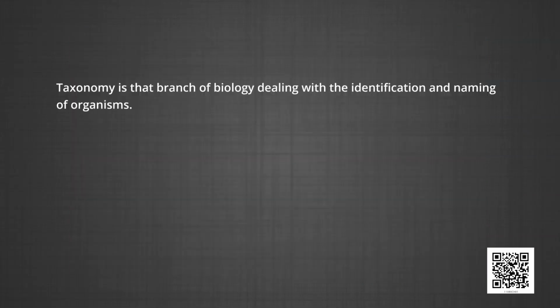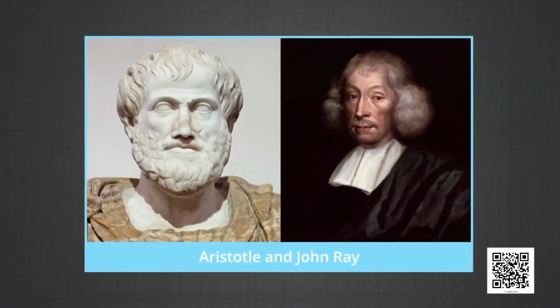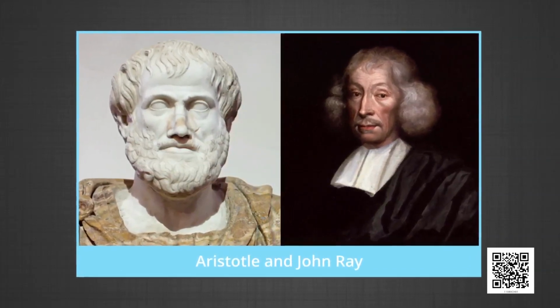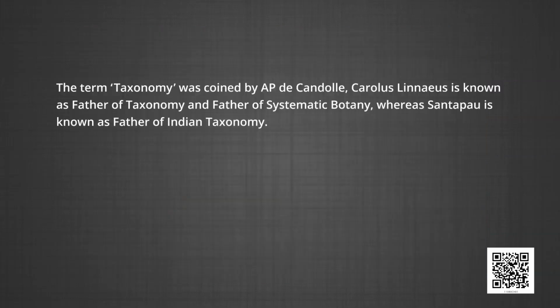Taxonomy is that branch of biology that deals with identification and naming of an organism. The ancient Greek philosopher Aristotle apparently began the discussion on taxonomy. British naturalist John Ray is credited with revising the concept of naming and describing organisms. The term taxonomy was coined by A.P. de Candolle. Carolus Linnaeus is known as the father of taxonomy and father of systematic botany, whereas Santapau is known as the father of Indian taxonomy.